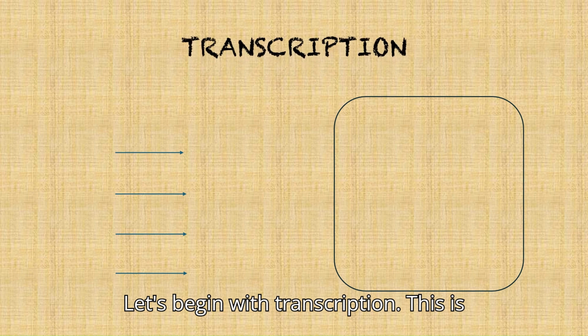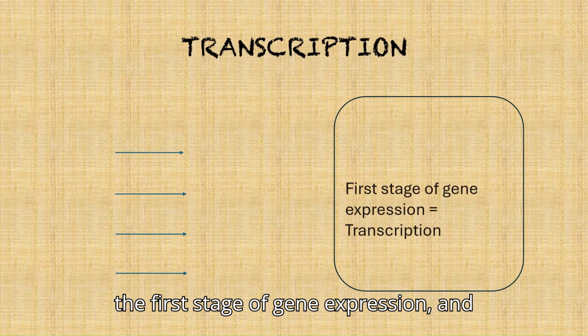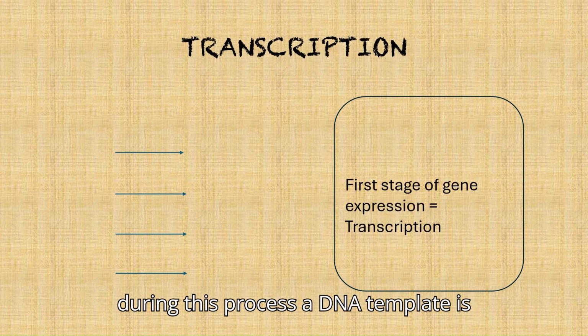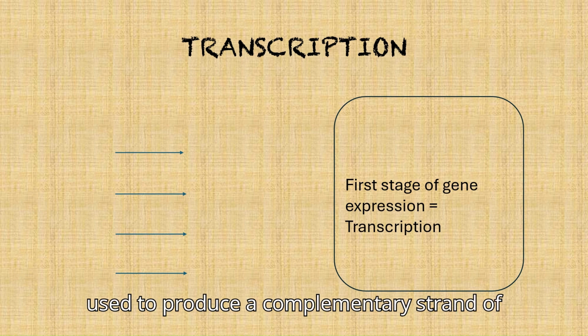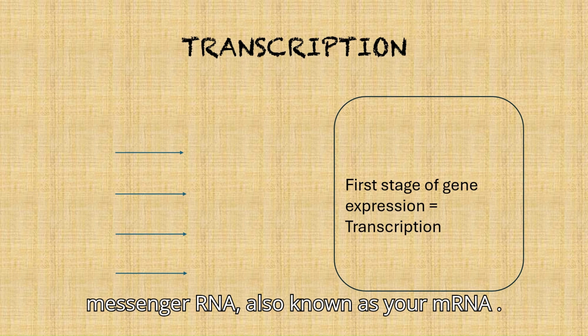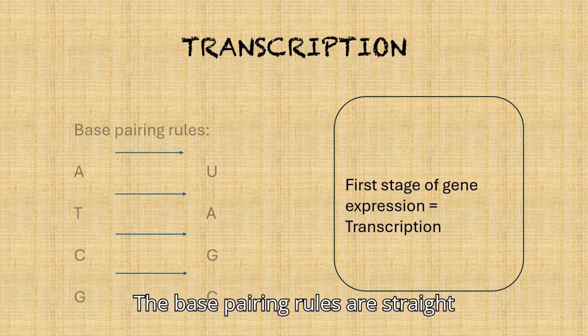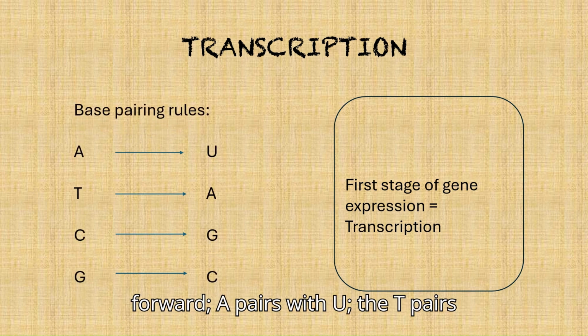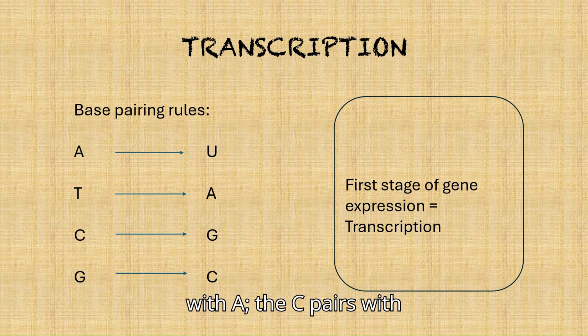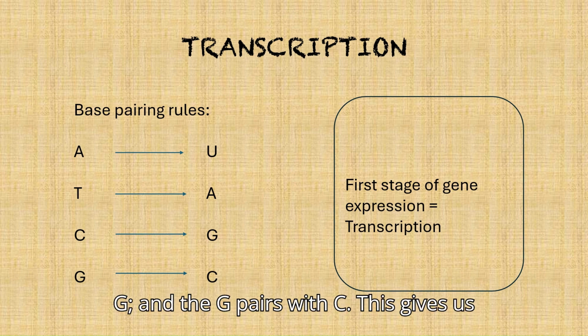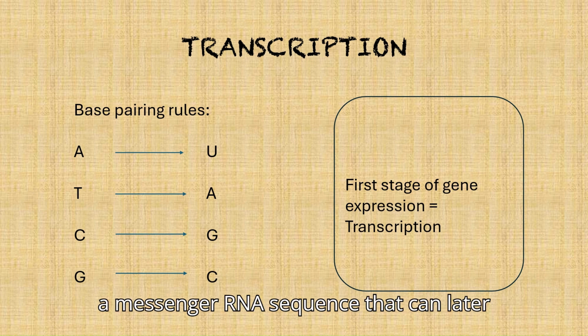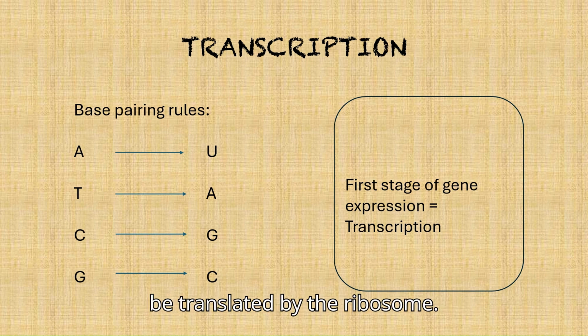Let's begin with transcription. This is the first stage of gene expression, and during this process, a DNA template is used to produce a complementary strand of messenger RNA, also known as your mRNA. The base pairing rules are straightforward. A pairs with U, T pairs with A, C pairs with G, and G pairs with C. This gives us a messenger RNA sequence that can later be translated by the ribosome.